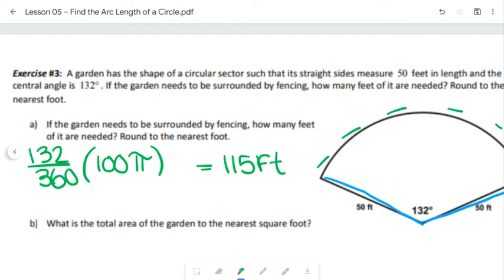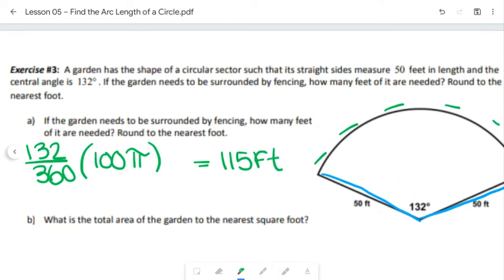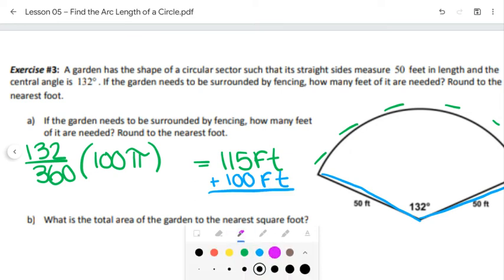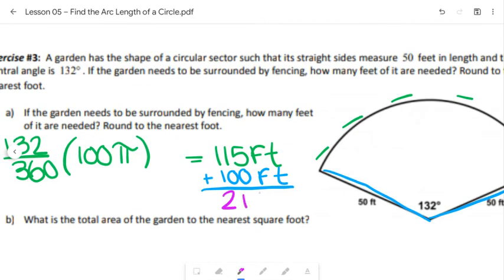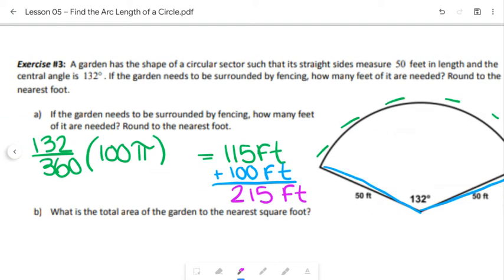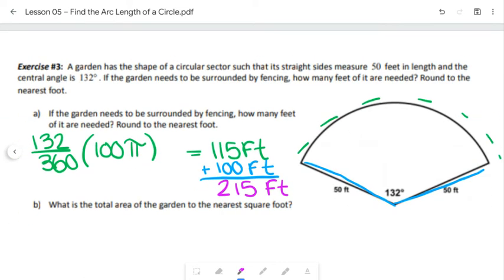Now be careful though. The 115 represents the arc here. So don't forget, if I want to enclose that whole fence, I've got to add that other 100 feet from the two sides that we highlighted before. So altogether, I'm looking at 215 feet of fencing that would be needed to enclose this circular garden, this arc garden here.